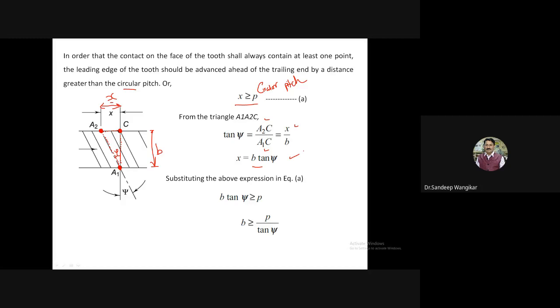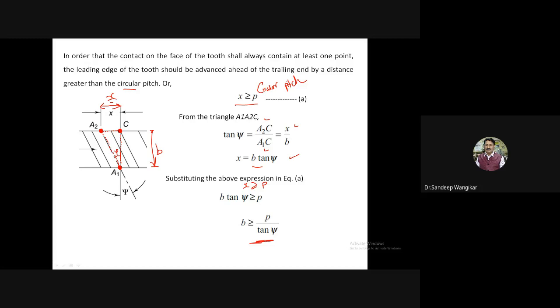So if I substitute this equation in the above equation A, then instead of x I will write that equation: x should be greater than or equal to p. So I will write b tan of psi should be greater than or equal to p, or modified, b should be greater than or equal to p divided by tan of psi.